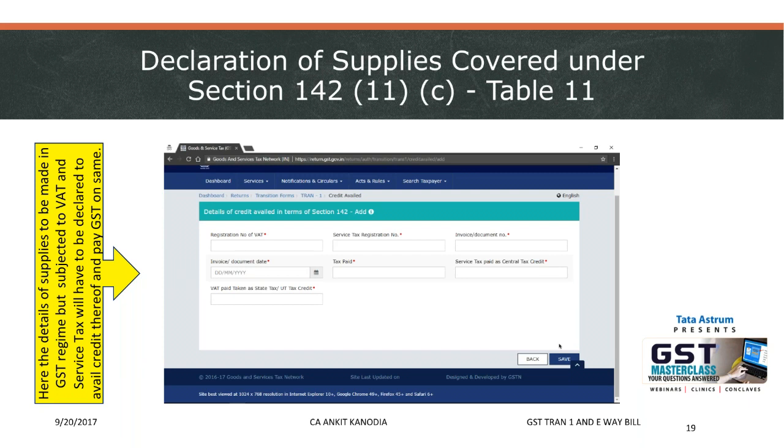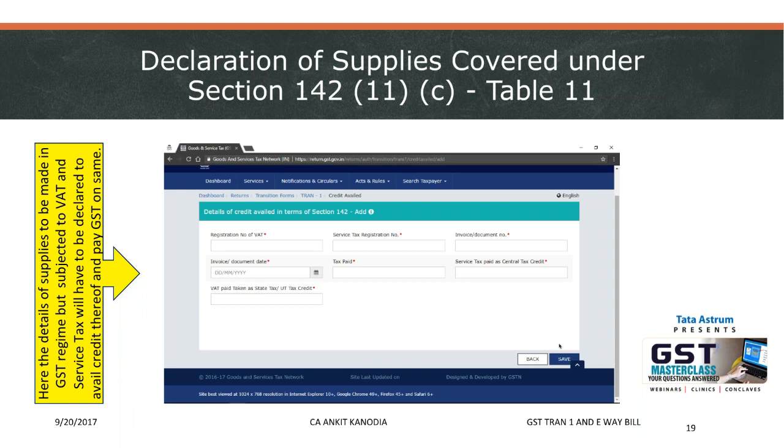This is a provision under the transition provisions wherein it was stated that if you have paid VAT and service tax both on a single transaction, then under the GST regime the credit of the same may be availed when you are billing. Under the GST regime you have billing under GST, but the same amount has already suffered VAT and service tax. Then they say, okay, we'll give you the credit of VAT and service tax. So to avail that credit, section 142 subsection 11 subsection C is there.